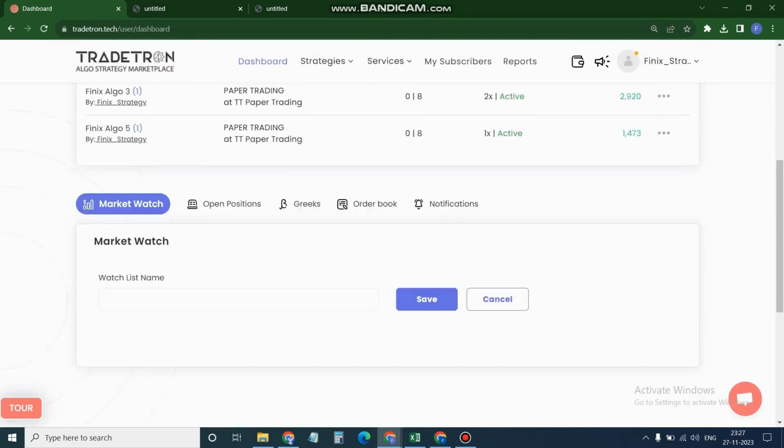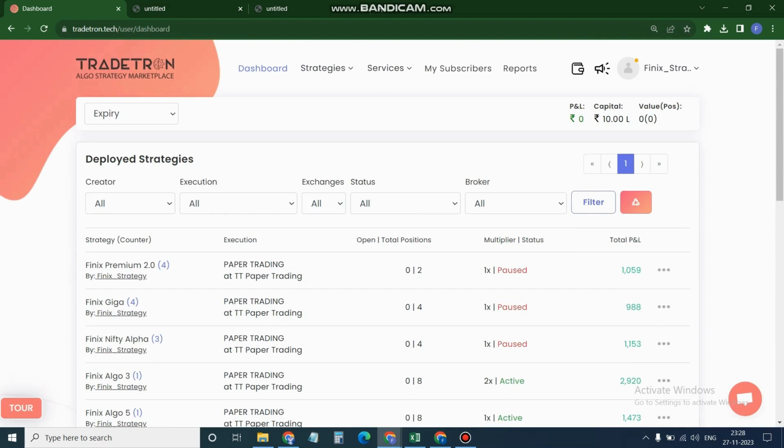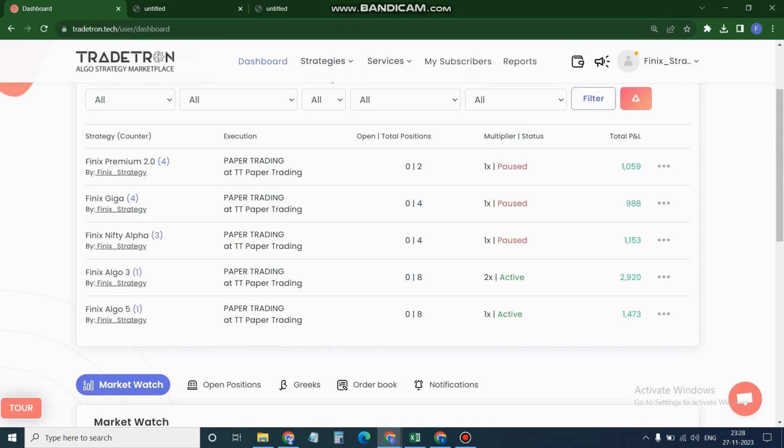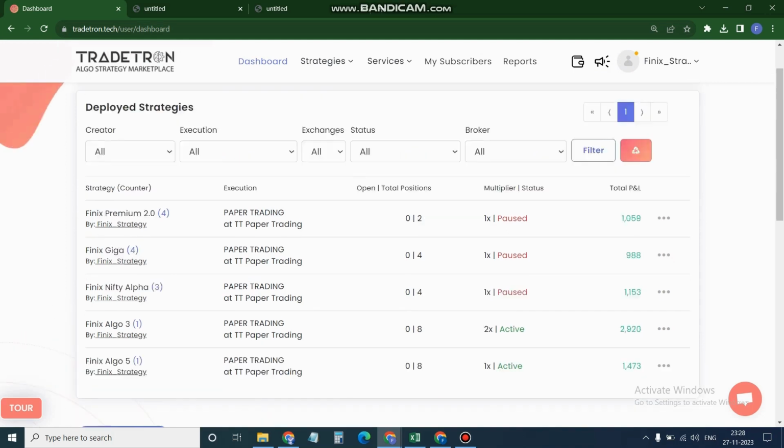So these are my active strategies. This is for paper trading purposes. The capital you can see is 1 lakh, sorry, 10 lakh. This much is not required, but these two strategies were tested and implemented the day before yesterday, with the last trading session.